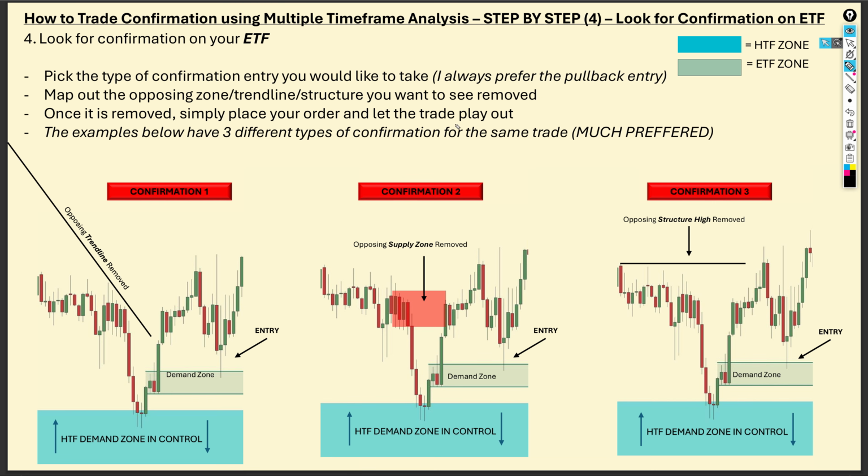So again, our higher time frame, go through the steps again. Higher time frame alert was triggered right here. Higher time frame demand and control, boom. Right away, we're drawing our opposing supply and our downward trend lines and our opposing structure high. And then we want to wait for that to be removed. We place our limit order and we just let the trade play out. It's really that straightforward. The hardest part is identifying the opposing zones and the zones that we want to be trading.